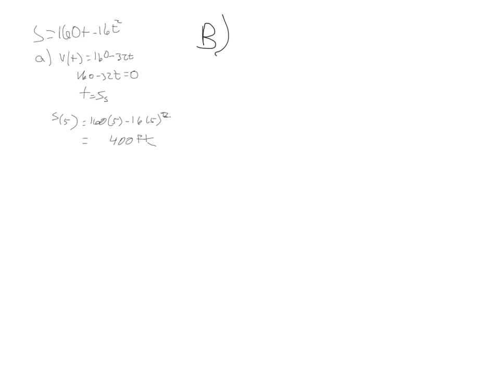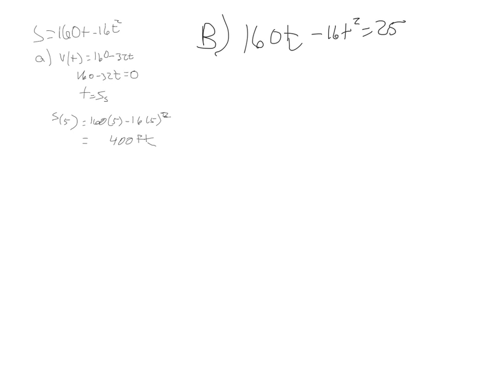Again, kind of like this problem, first thing you got to do is find when it was at 256 feet. Because if I can find when it's at 256 feet, then I can plug that time into the velocity function. Because the velocity function is with respect to time, then I can find what the velocity is at that moment. So what we're going to do is take the position function of 160t minus 16t squared, and set that equal to 256.